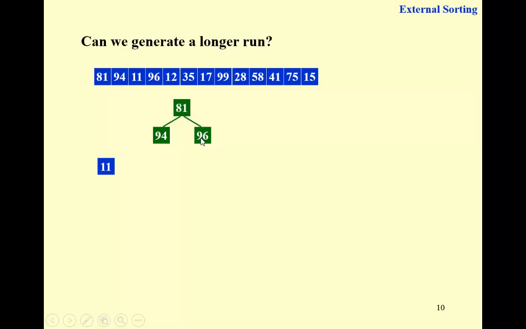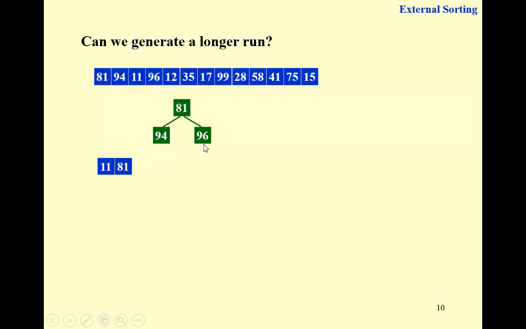And what we do is we compare this new element with the one we have just deleted, and if this element is larger than 11, it means that it can belong to the same run as this 11, so we count it in. Next we're supposed to output 81, and we're ready to read in 12. But when we compare 12 with 81, we realize that this number is smaller than 81, which has been outputted, and therefore 12 cannot belong to the same run with 81.